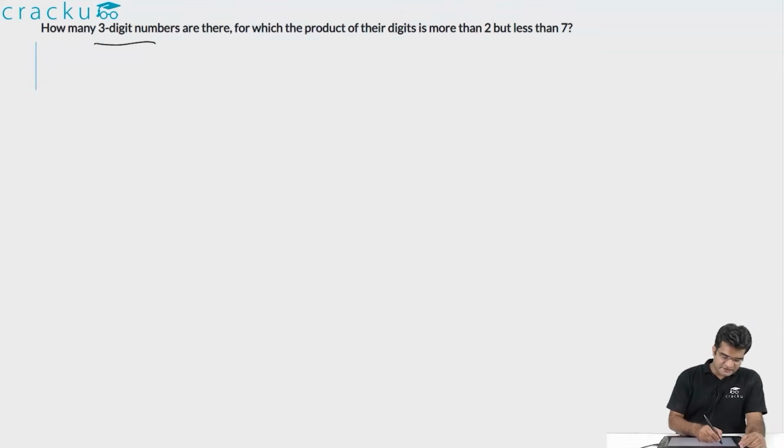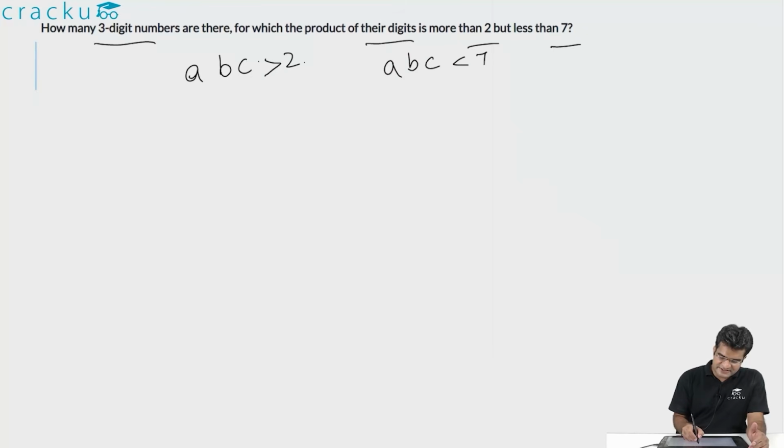In this question, we are asked to find out how many 3-digit numbers are there such that the product of their digits is more than 2 and less than 7. Let us assume that a 3-digit number A, B, C satisfies this condition. So the product of its digits, that is A into B into C, is greater than 2 and A into B into C is less than 7.